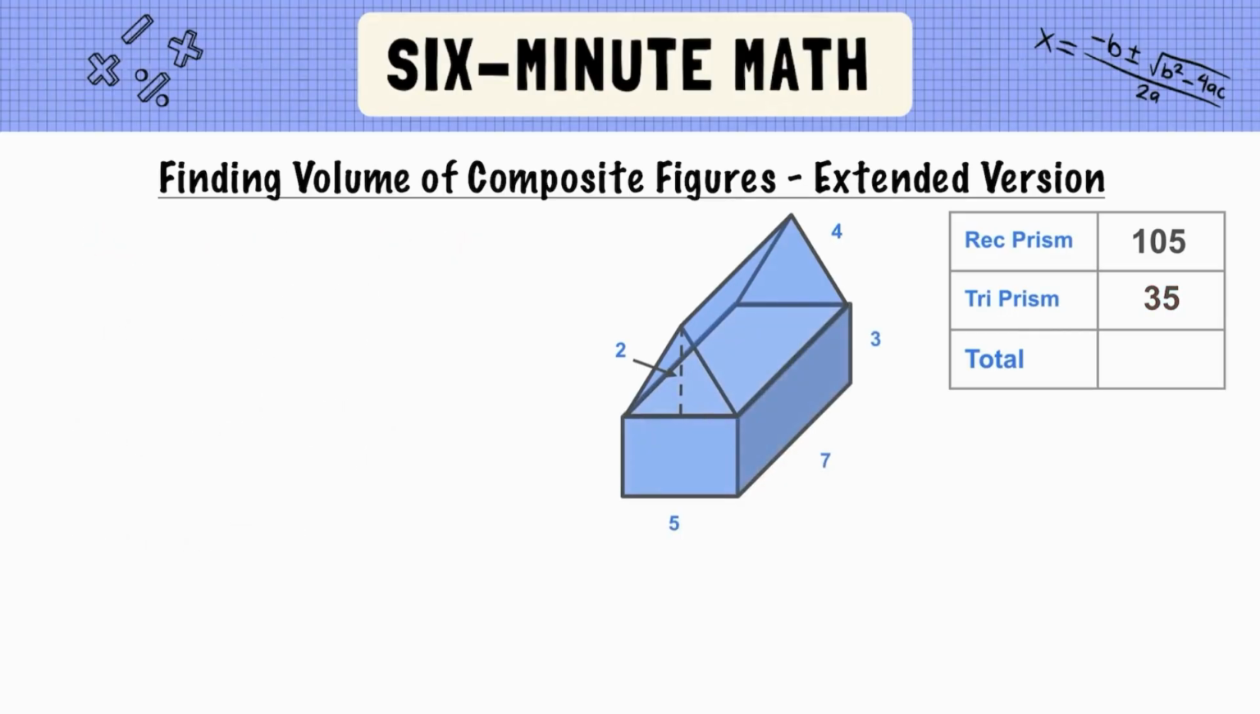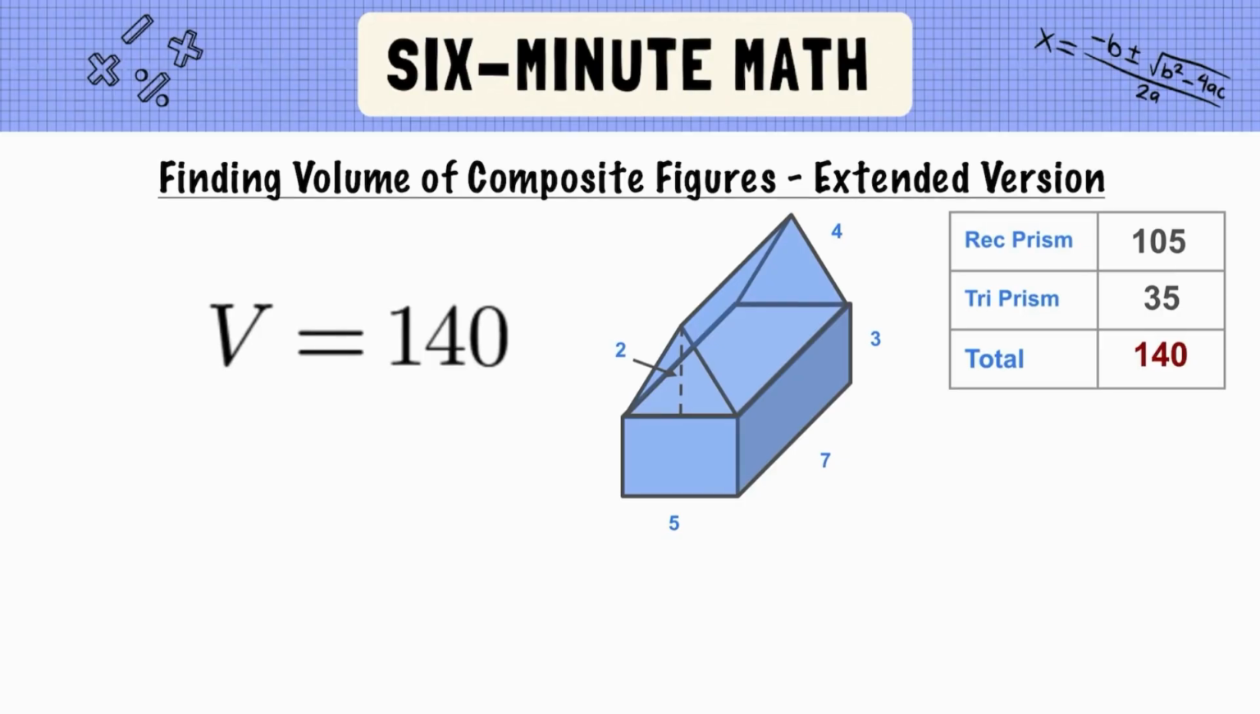We have found our 2 three-dimensional objects, so we're going to add those up. 105 plus 35 is 140, giving us a total volume for this object of 140.